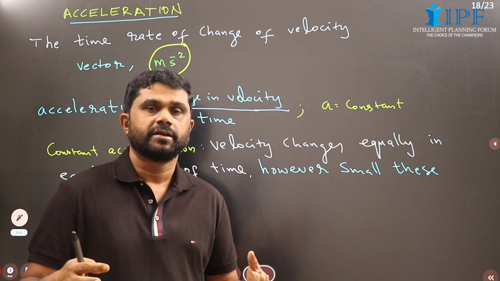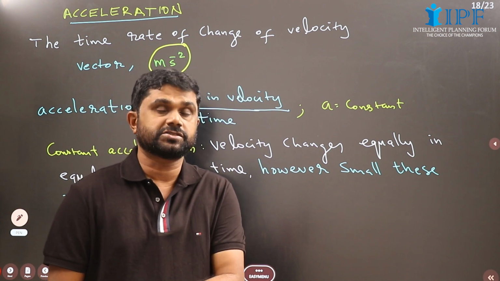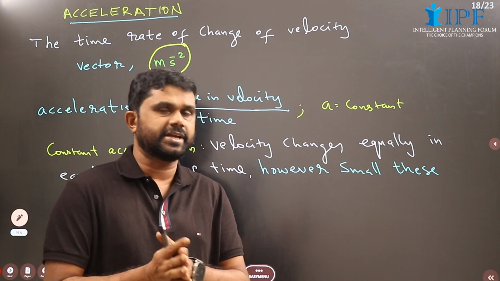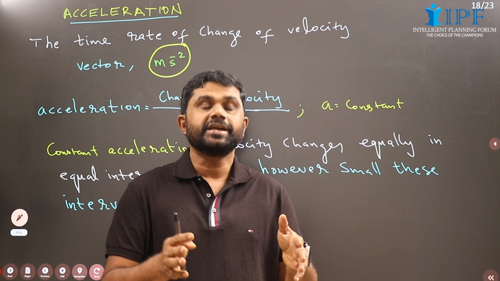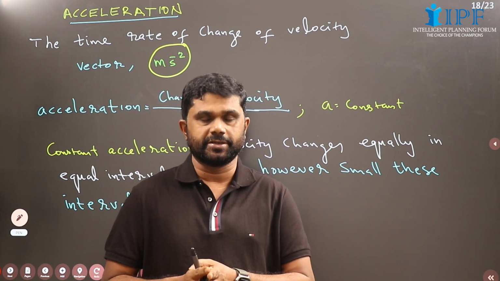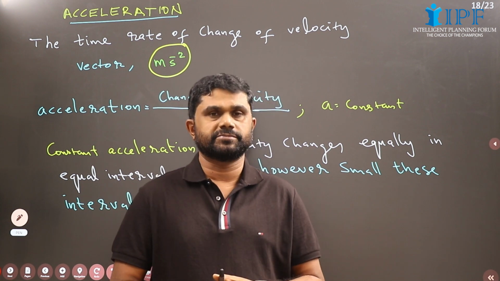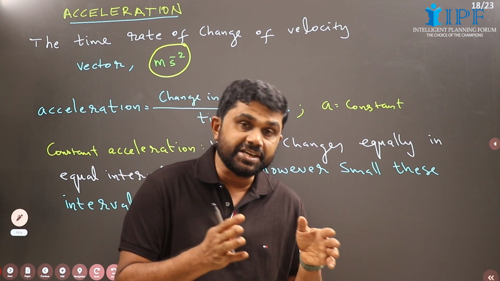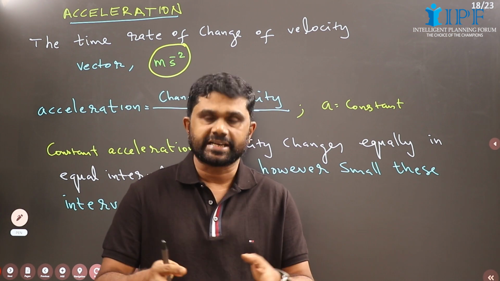When can we say the acceleration is constant? The rate of change of velocity is the acceleration. So, a body is said to be moving with constant acceleration if its velocity changes equally in equal intervals of time, however small these intervals may be. Changes means if the velocity increases with time, then there is a change in velocity, body is accelerating. If the velocity decreases with time, then also there is a change in velocity, body is accelerating.